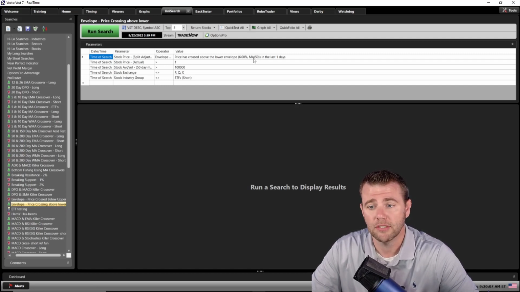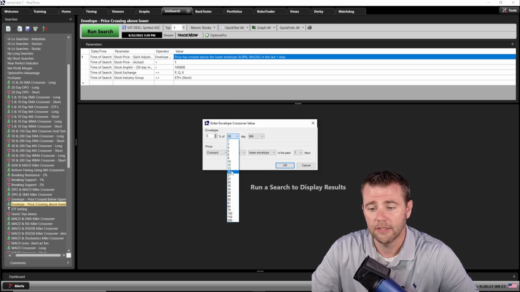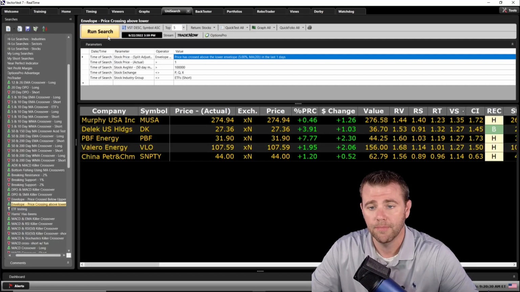So we're going to adjust the search by clicking on the value box for the envelope parameter here. We're going to change this to a 5% of a 20-day simple moving average, or just simple moving average MA, not exponential, not weighted, just simple. And then the price is going to be crossing above that lower envelope within the last 1 day once again. So we say, okay, I'll go ahead and just run the scan.